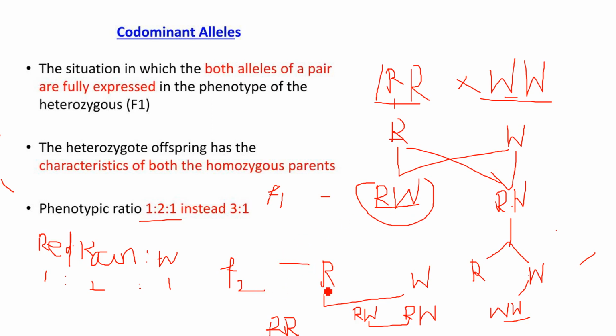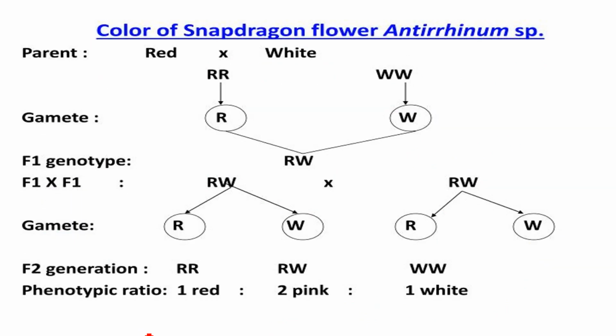In the F2 generation we get one cattle which is completely red, one cattle which is completely white, and two cattle which are roan in color. So the phenotypic ratio is 1:2:1 and the genotypic ratio is also 1:2:1. So both the ratios are similar in codominance. Now see here.